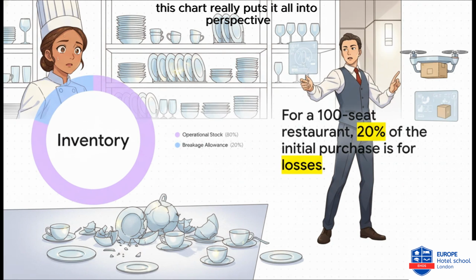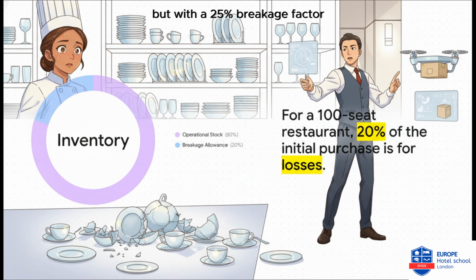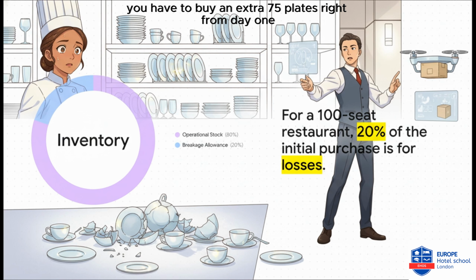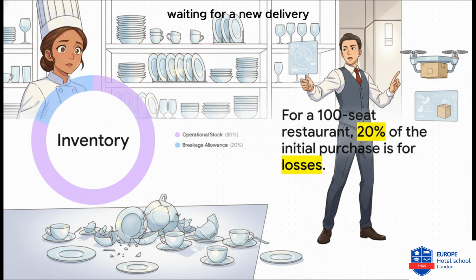This chart really puts it all into perspective, doesn't it? For a 100-seat restaurant using a 3-par system, you need 300 plates just for daily operations. But with a 25% breakage factor, you have to buy an extra 75 plates right from day one. That means almost a quarter of your initial purchase is just to cover losses you haven't even had yet. In a luxury setting, you just cannot afford to be caught short waiting for a new delivery.